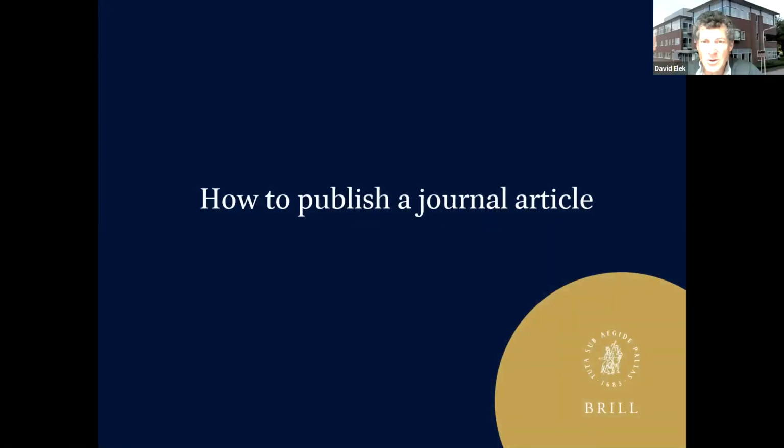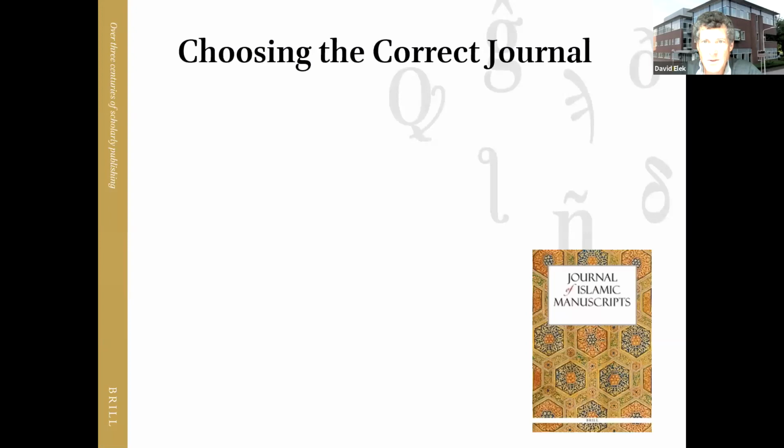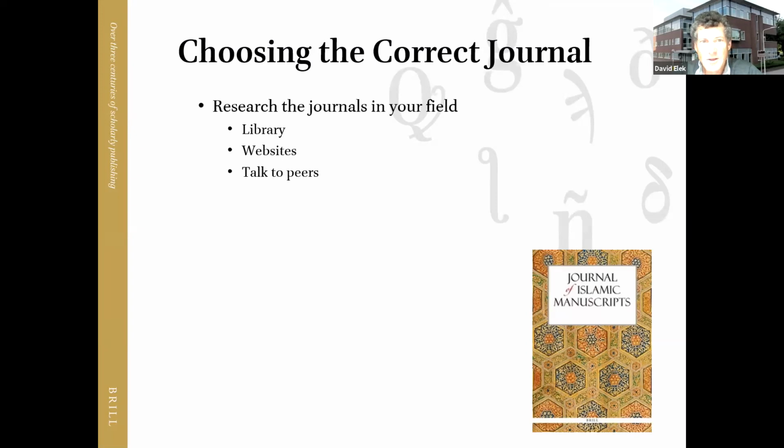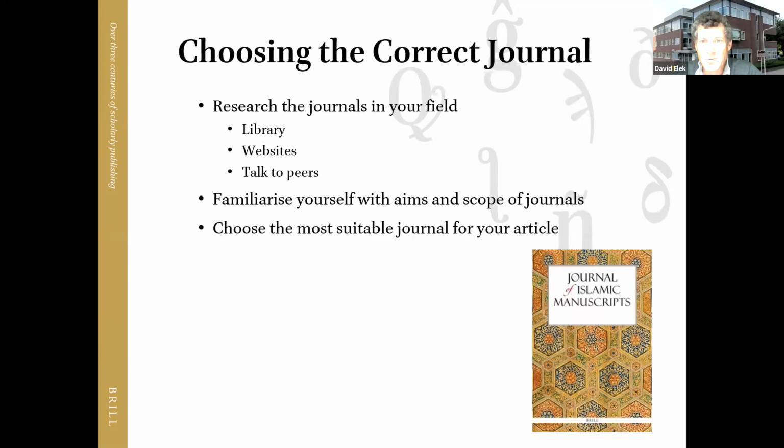Now we'll look into journal articles. First of all, you need to choose the correct journal. If you're publishing in African Studies, you don't want to publish your research in the Journal of Islamic Manuscripts. You need to find the right journal. So you need to do a bit of research. You need to talk to the library. You need to talk to your peers, search the web, find out which is the right aims and scopes of a particular journal in which to publish your work. You need to choose the most suitable journal for your article.